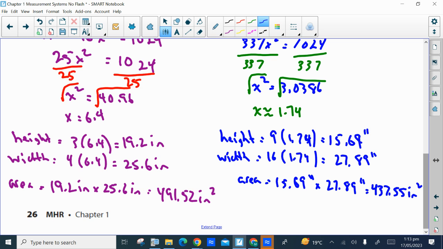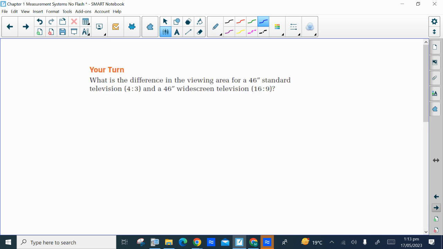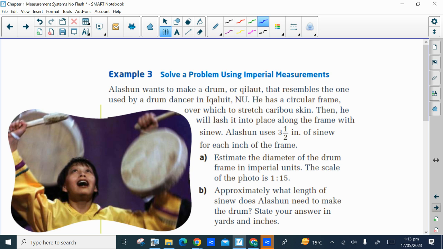So if you look at those two screens, I think most people would say, well, I think that the widescreen one has a bigger viewing area. Turns out it doesn't. Turns out the standard screen has a bigger viewing area. Okay? So your turn is the same type of question. The only thing that's different is that the hypotenuse is 46 inches instead of 32. So we're not going to take any time to do that. Let's look at example 3.